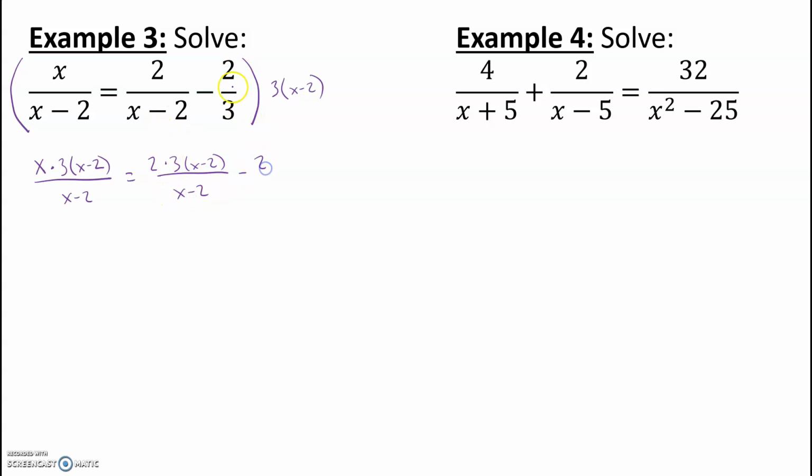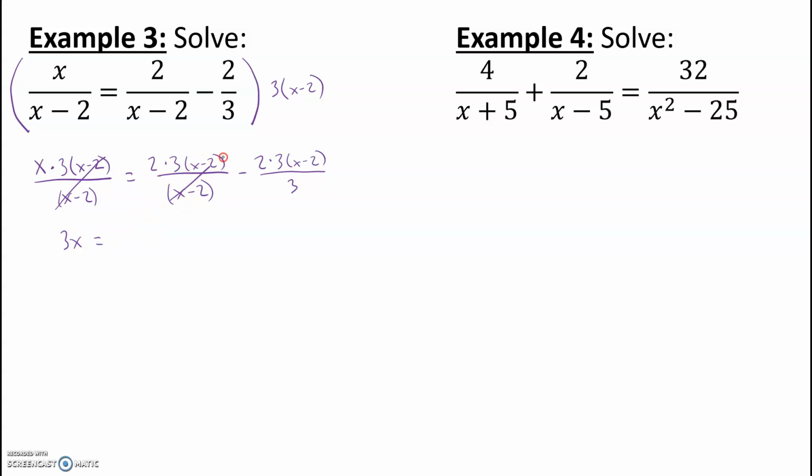And here we've got a 2, and again we're going to multiply it by 3 and x minus 2. Again, I don't distribute anything because you should have some really nice things happening here. Here your x minus 2's cancel out. You got 3 times x, 3x. All right, no more denominators.